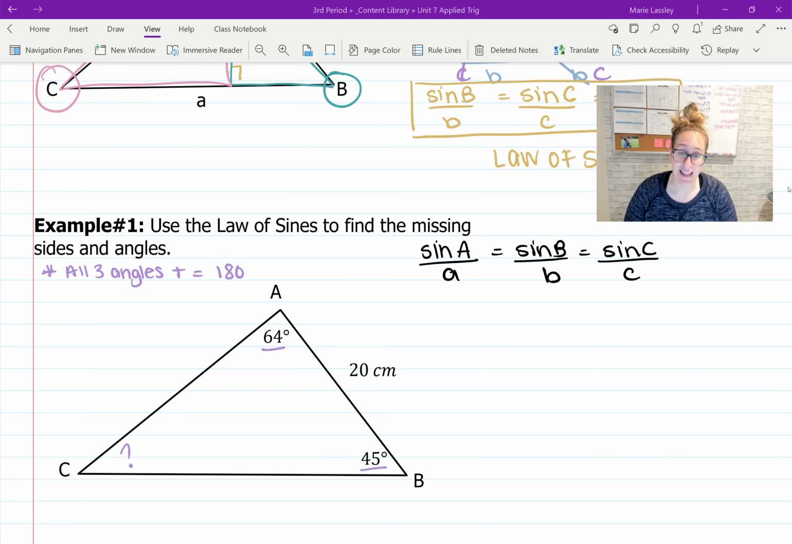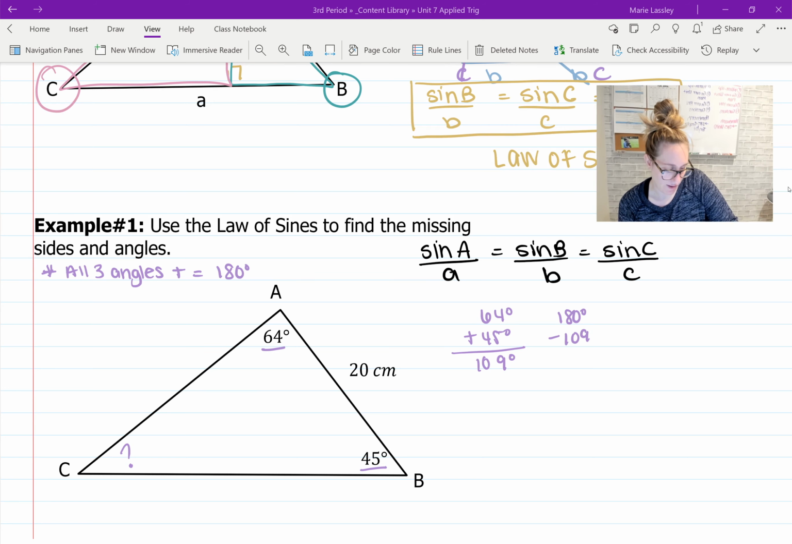So we can easily find that missing angle C by adding up 64 and 45 and then subtracting from 180. That's what I'm going to do first. 64 degrees plus 45 degrees gives us 109. Then subtract from 180, and that's going to give us 71. So our missing angle is 71 degrees. That's an easy thing that we can do first. Now I'm going to move this. I probably should have done this over here. That's okay, now I moved it over.